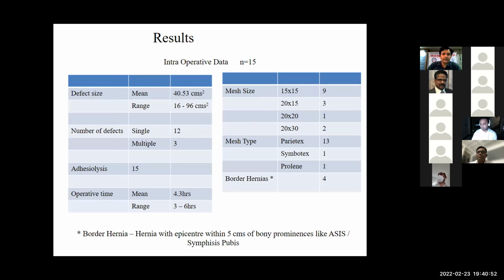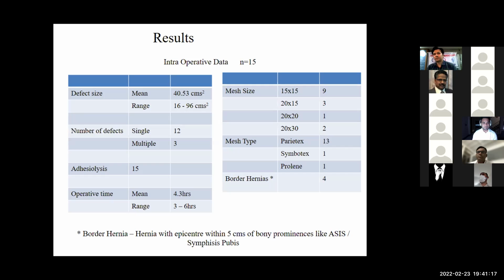Intraoperative data: mean defect size was 40.53 centimeters square. Single defects were seen in 12 patients and multiple were seen in 3 patients. Adhesiolysis was done in all the patients. Mean operative time was 4.3 hours. Mesh sizes up to 20 by 20 centimeters were used. Mesh types were Parietex, Symbotex, and Prolene.